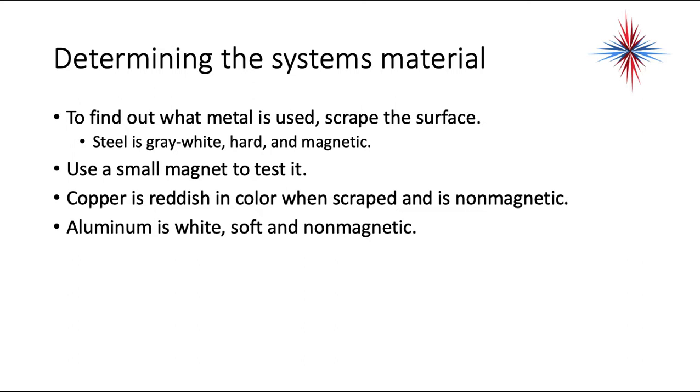To determine what system is used, scrape the surface. Steel is gray, white, hard, and magnetic. Use a small magnet to test it. Copper is reddish in color when scraped and is not magnetic. Aluminum is white, soft, and non-magnetic.